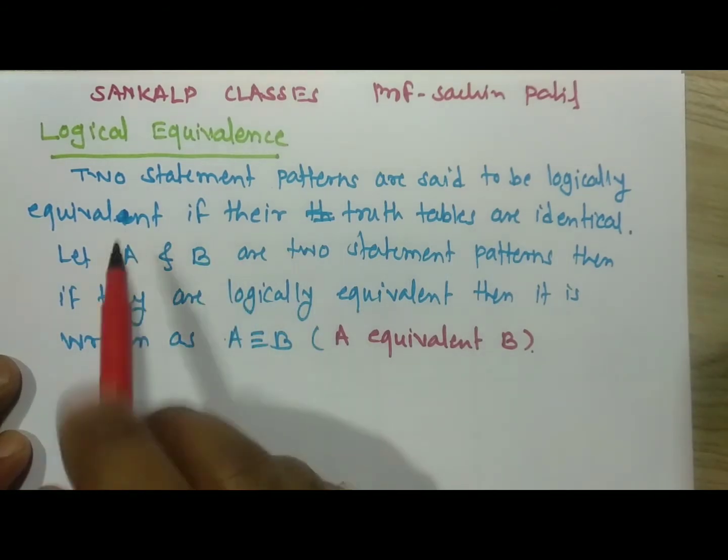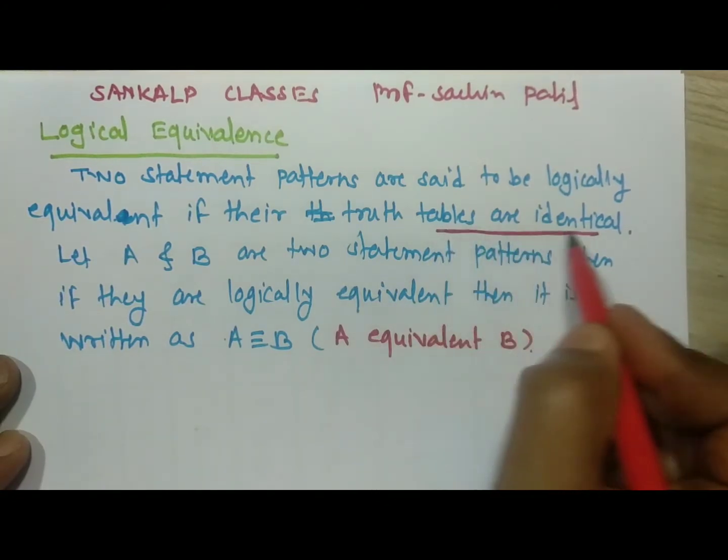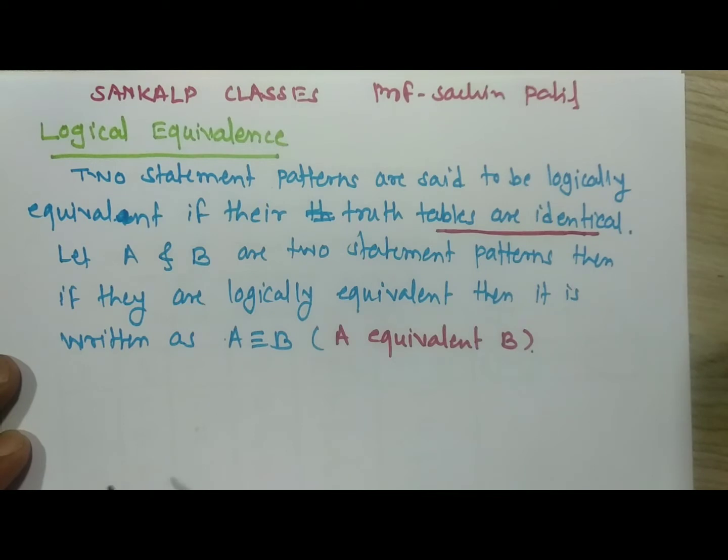Those two statement patterns are said to be logically equivalent if the truth tables are identical. Truth tables of these two are identical. What does it mean? From each statement pattern we create a truth table, which has a last column. If both statement patterns have the same last column, then those statement patterns are said to be logically equivalent with each other. Right now we are going with one example.